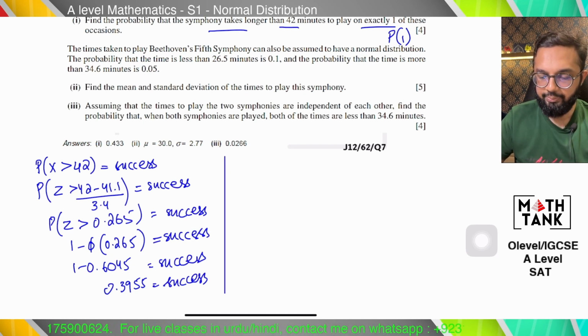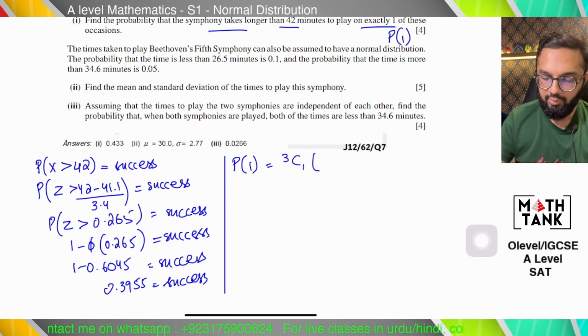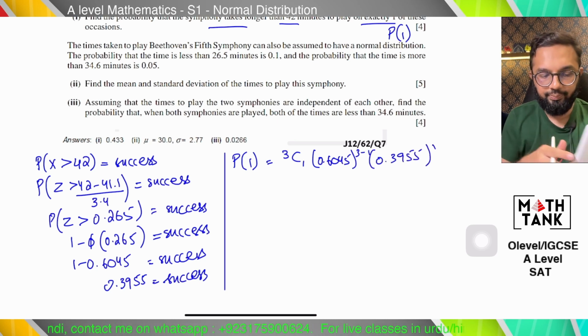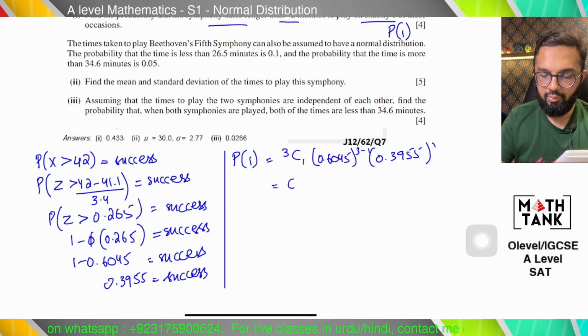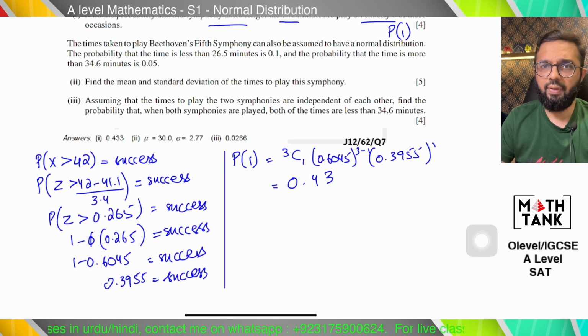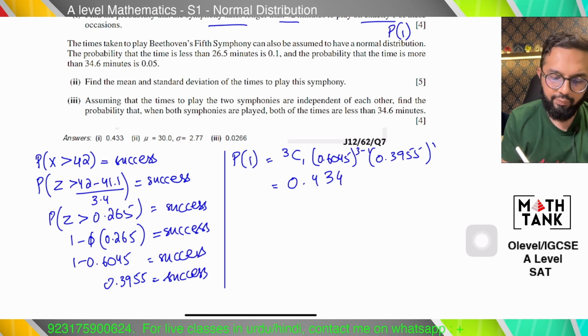Okay. The probability of one occasion out of three, so 3C1, times 0.6045 to the power 3 minus 1, and 0.3955 to the power 1. I get 0.4336 in my case, because I've taken an exact value. It says 0.433 here and I'm getting 0.434. That's a little rounding off. That doesn't matter because my answer is more accurate.